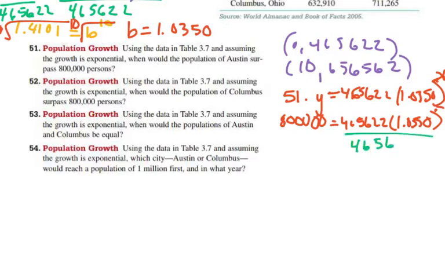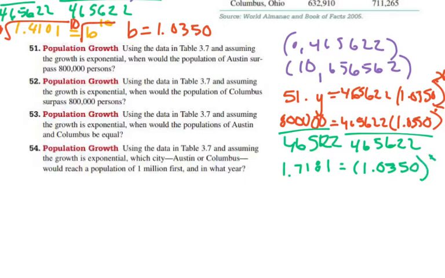So 465,622 should be divided to both sides, which leaves you with 1.7181, and that's going to equal 1.0350 to the x. And so if we rewrite this in logarithmic format, we can say that it's log base 1.0350 of 1.7181, and that's going to equal our x.